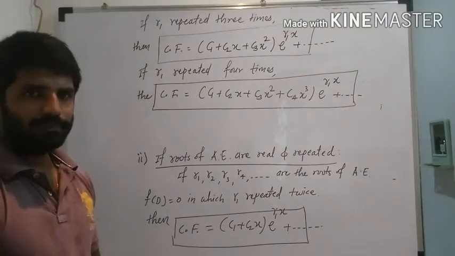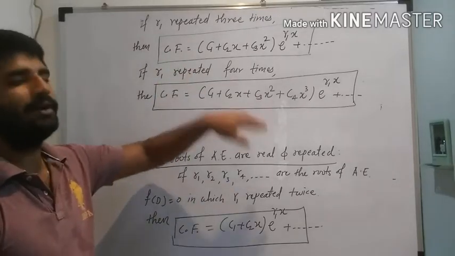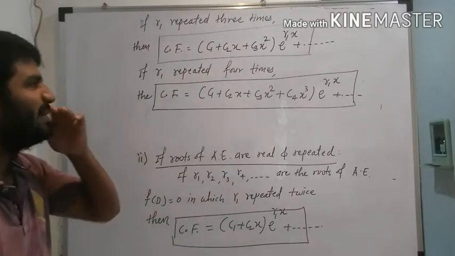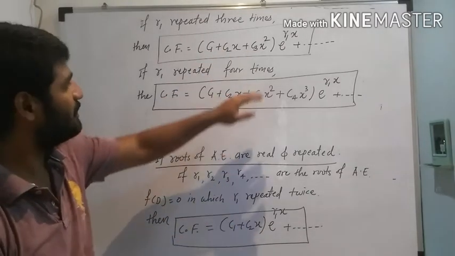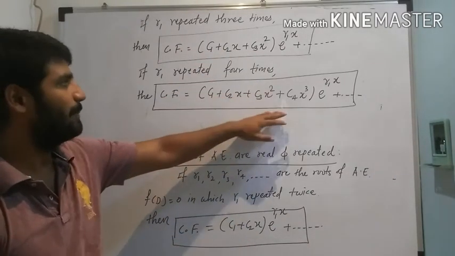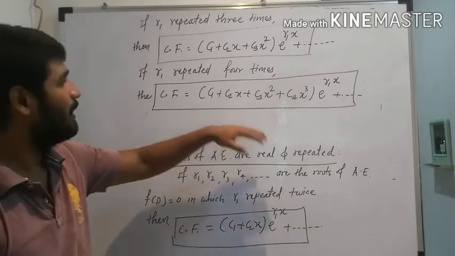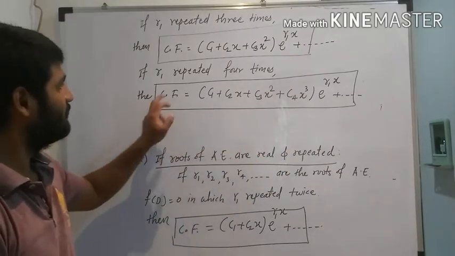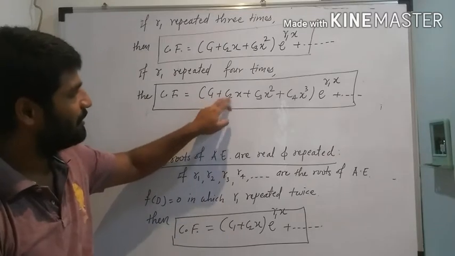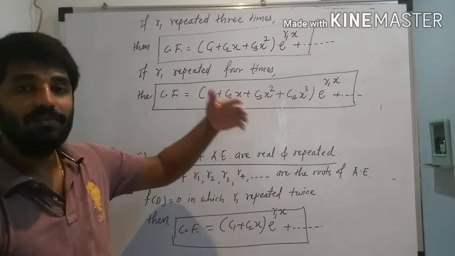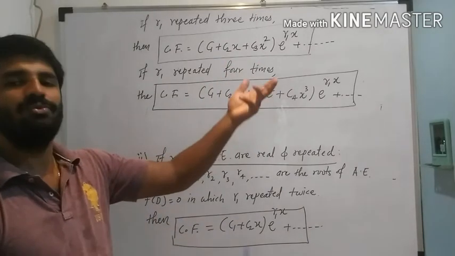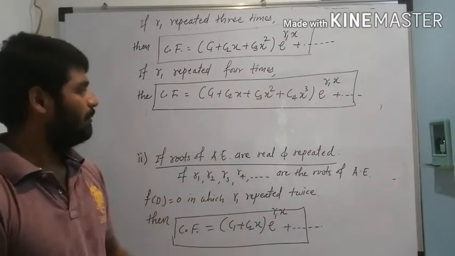Now you tell me, if R1 is repeated five times, then how to write the complementary function? Same as above. See, here C1, C2; here C1, C2, C3; here C1, C2, C3, C4. Now, what happens if R1 is repeated five times? Then the complementary function is C1 + C2 x + C3 x square + C4 x cube + C5 x raised to 4, into e raised to R1 x, like that.